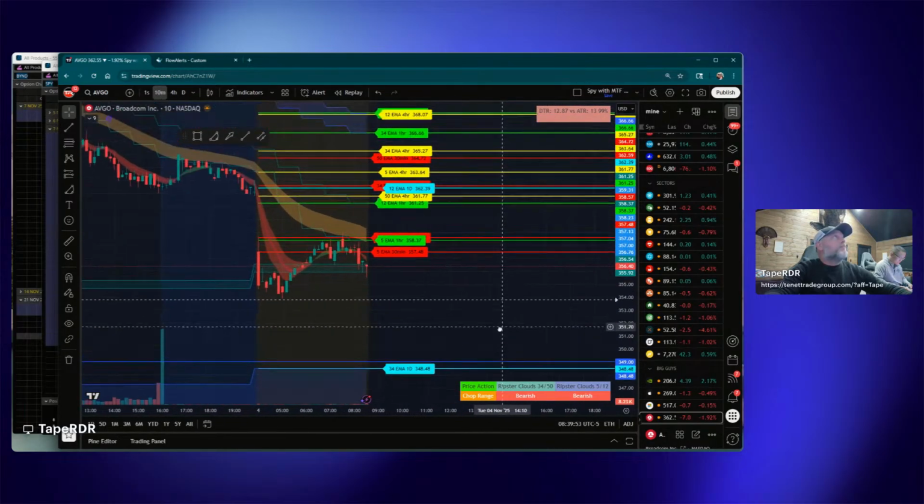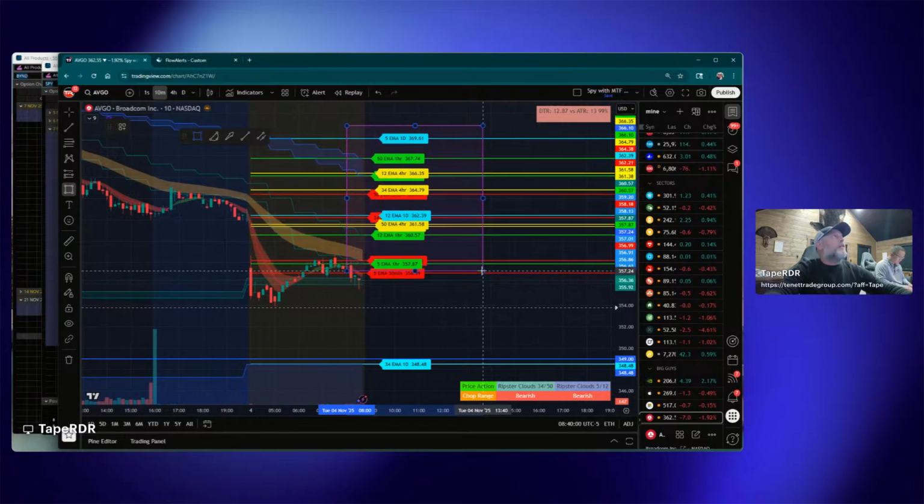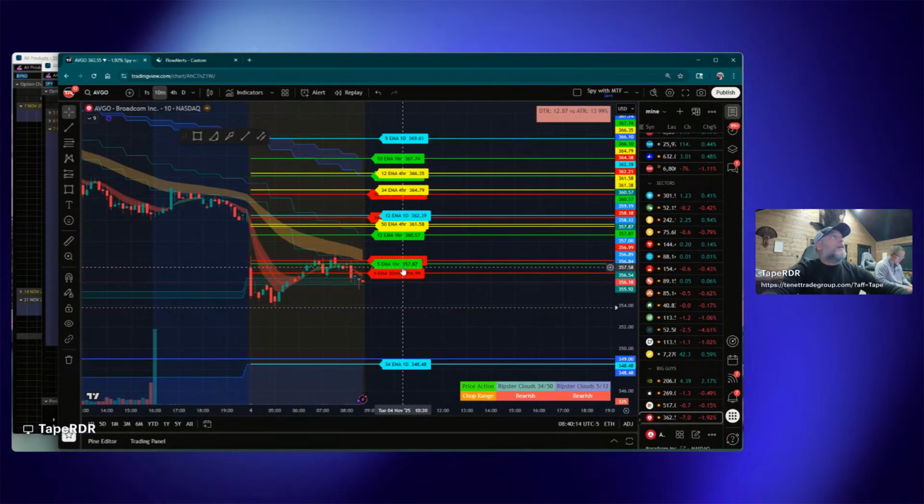So we start on the 10-minute. You can see the cloud structure is such that all of these EMAs are currently sitting on top of the current price action. The only EMAs that are not are the ones that are going to be our targets down here. So this is a breakdown. Obviously, this is a bearish breakdown. But what we're looking to shoot for is this target down here on the 34 EMA daily.